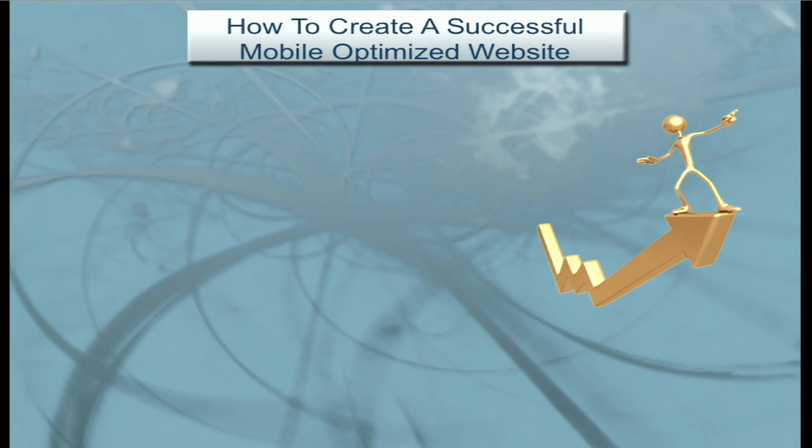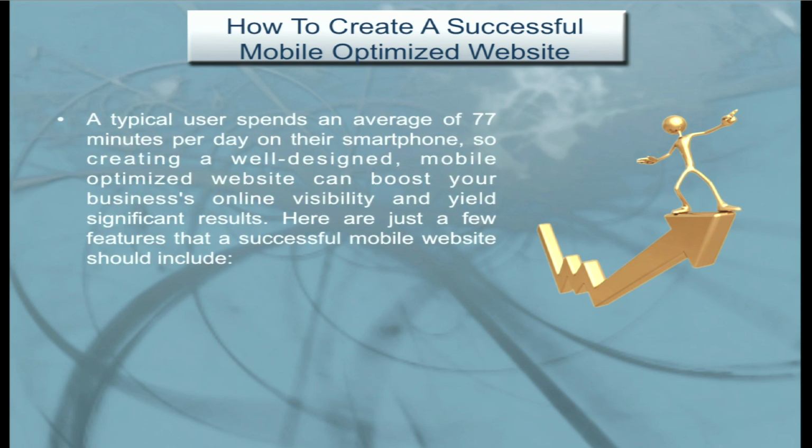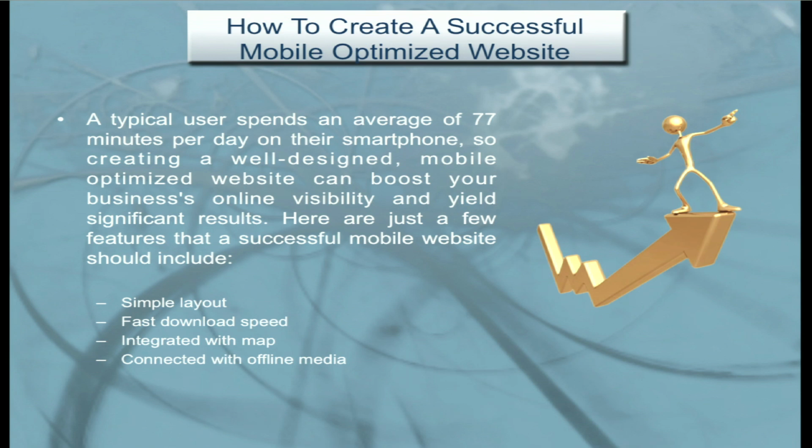So how do you create a successful website that's mobile optimized? Well, considering an average user spends 77 minutes a day on their smartphone, it's important to have these mobile optimized. Here are a few things that should be included. First of all, a simple layout. Fast download speed so that information pops up very quickly. Integration with maps, and those maps tell the customer exactly where you're located, especially important for restaurants and people who are looking for that good or service right then and there. And you also want to be connected with offline media, so social networking as well.